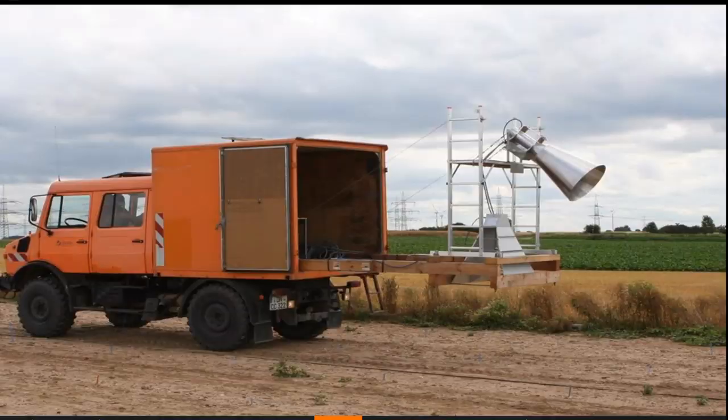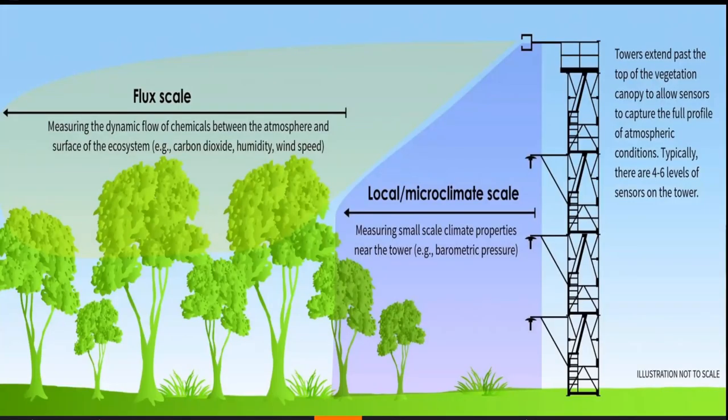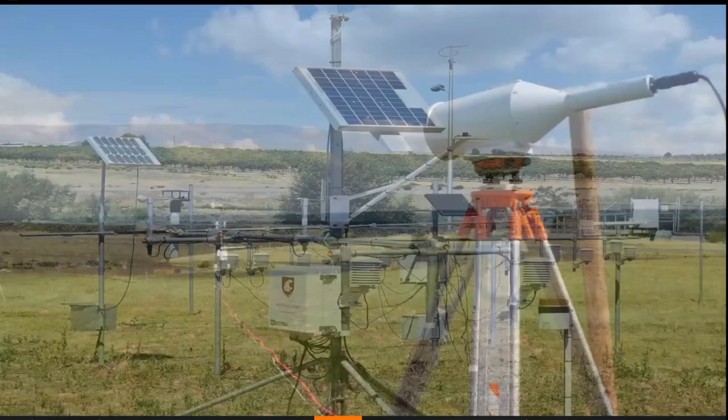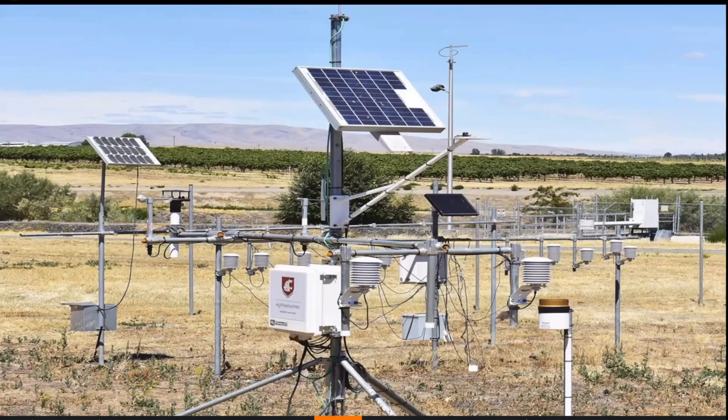There are also something called flux towers, where we measure the amount of evaporation or transpiration from the ground or from the plants and trees. There are scintillometers, where we measure radiation from the earth. And of course, the weather stations that we have all across the world. So we measure radiation, wind speed, wind direction, temperature, rainfall, and many other properties.